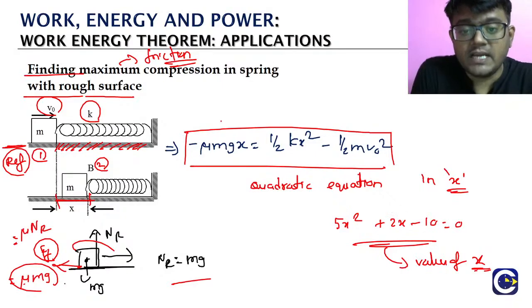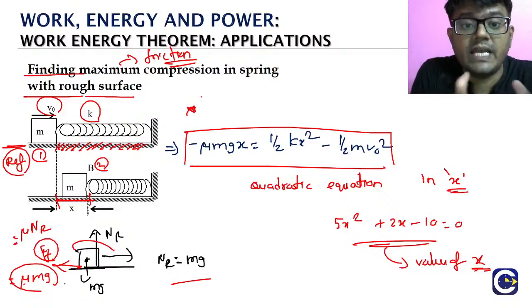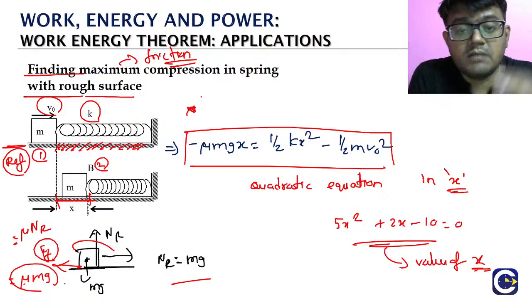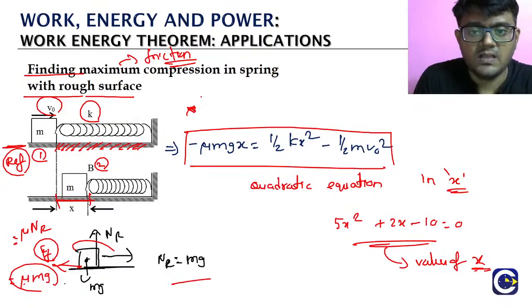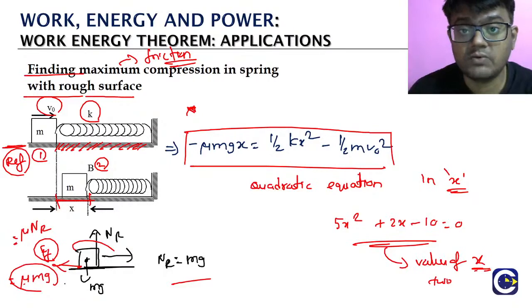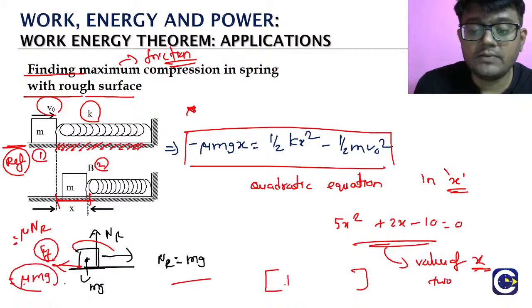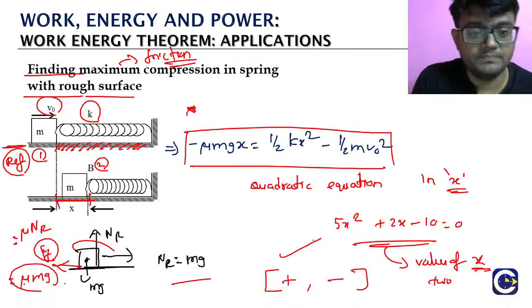Okay, so we will just leave it here. So we will get a quadratic equation whenever we have a block compressing a spring on a horizontal surface with friction. Solving it, we will get two values of x. How many values? Because a quadratic equation will have two roots, right? Usually one of them will be positive, other will be negative. So we will go with the positive.